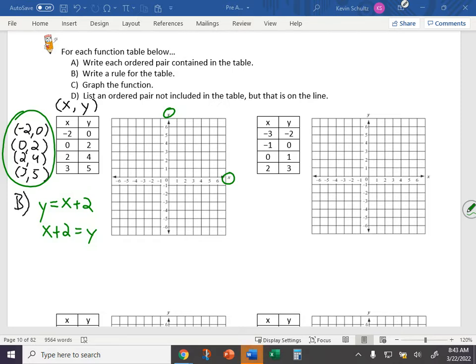So the ordered pair -2, 0, x of -2, y of 0. -2 on the x-axis. And we're not going up or down the y-axis at all, so it's right on that horizontal line. 0, 2, 0 on x, 2 on y. It's going to be there. 2, 4, 2 on the x-axis, 4 on the y-axis. It's going to be there. And 3, 5. 3 on the x-axis, 5 on the y-axis. It's going to be there. Now, what do you notice about my four points here?